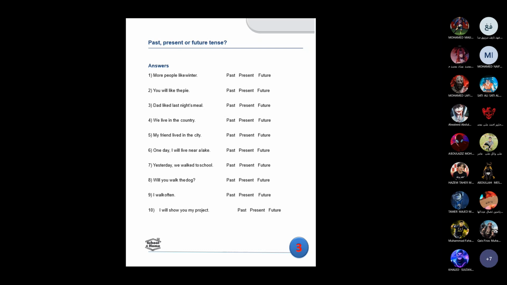Okay, so this is the page, guys. Solve it and send it. Just write the answers.